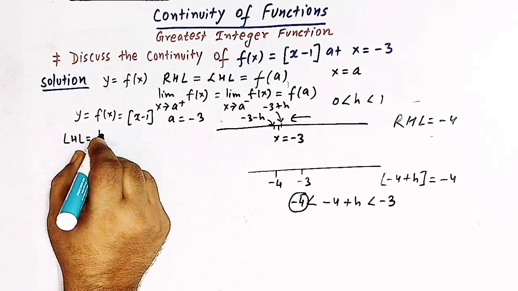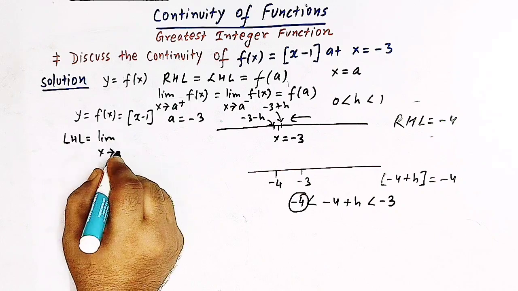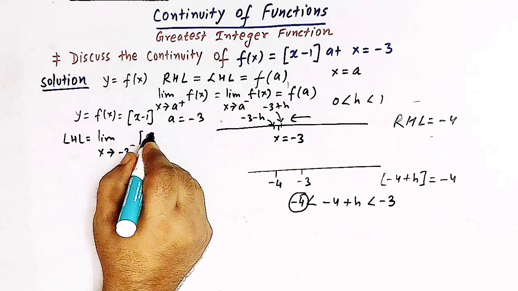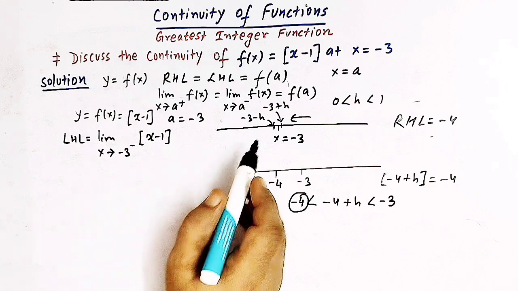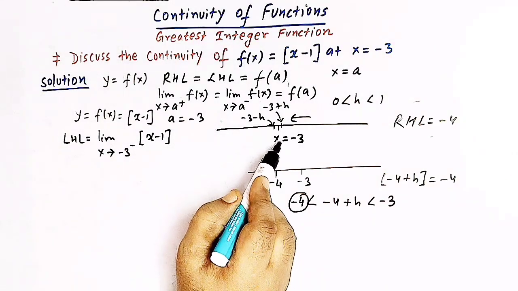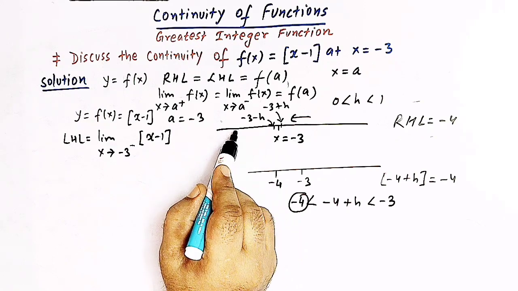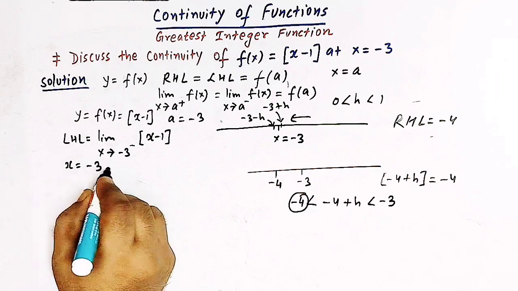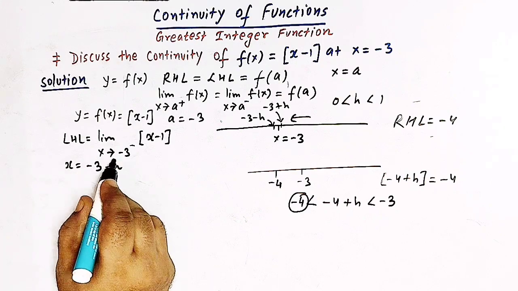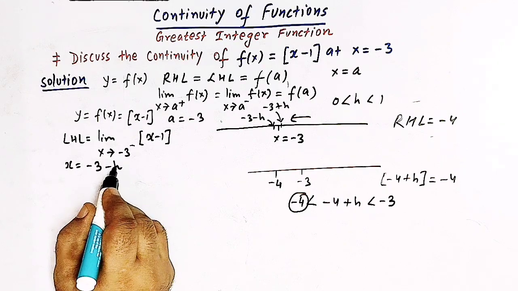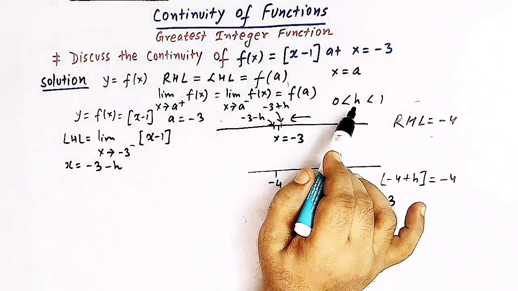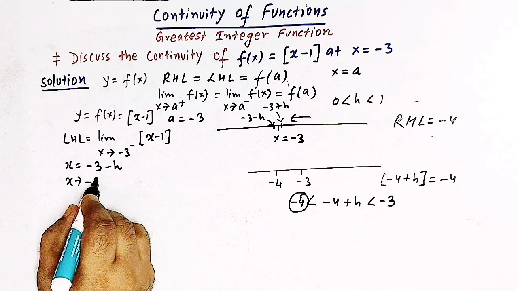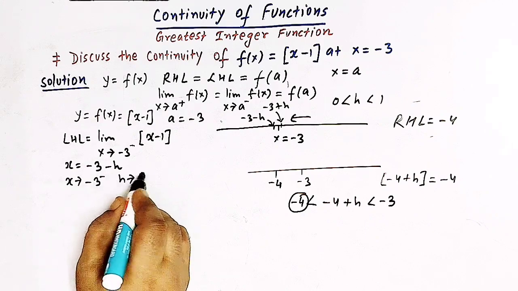So the left hand limit is limit, and here we write x tends to minus 3, and we put a negative sign here, and f of x is greatest integer of x minus 1, right? So when we approach x is equal to minus 3 from the left, then we take x is equal to minus 3 minus h, and remember h is a positive quantity, infinitesimally small, and h lies between 0 and 1, right? So when x approaches minus 3, then h approaches 0.